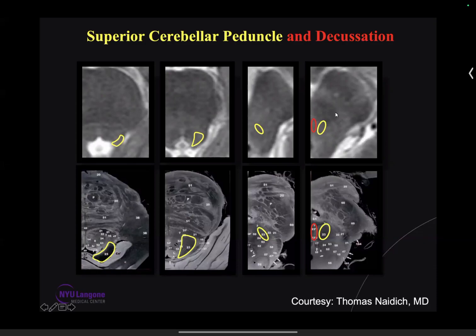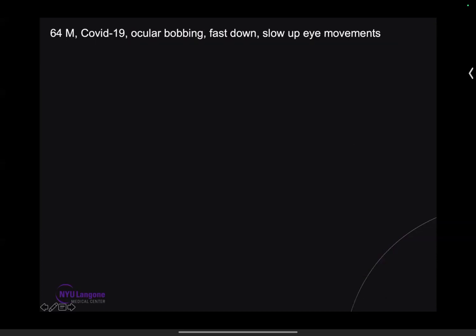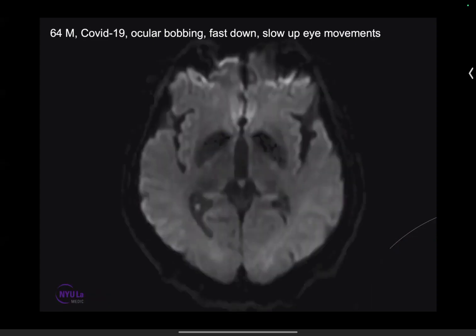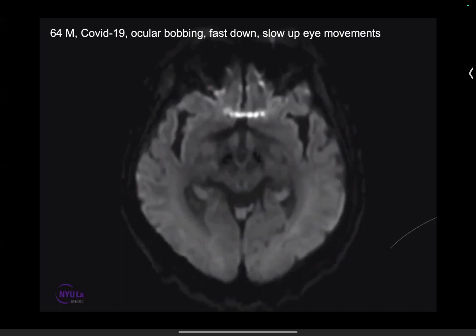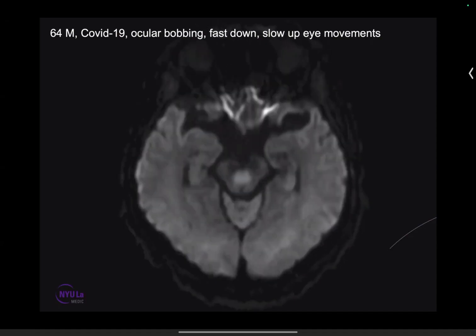These are 3 Tesla images. These are 9.4 Tesla images from Dr. Nidek's work on a cadaveric brainstem, just to show you where the superior cerebellar peduncle runs. These are slightly zoomed in, so you may not understand, but let me show you a case. This was during the COVID pandemic. We had this case with ocular bobbing, fast down and slow up movements of the eyes. These are diffusion images. We still don't know why this patient had these changes, but it was a good example to show you where the superior cerebellar peduncle and the decussation are, right?